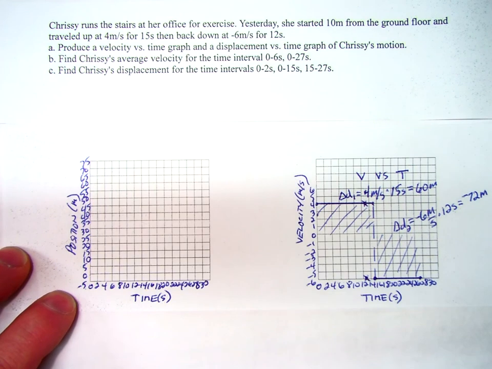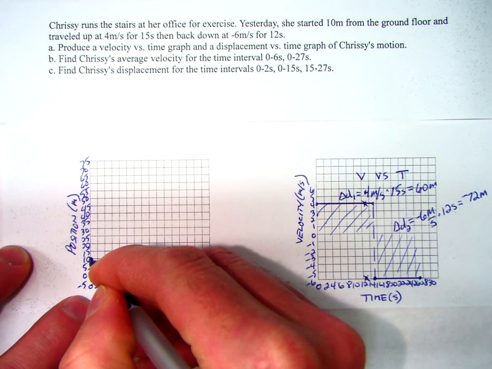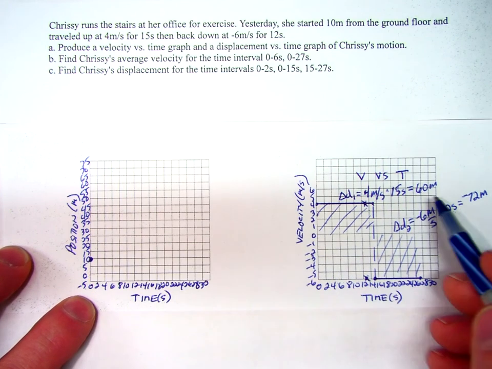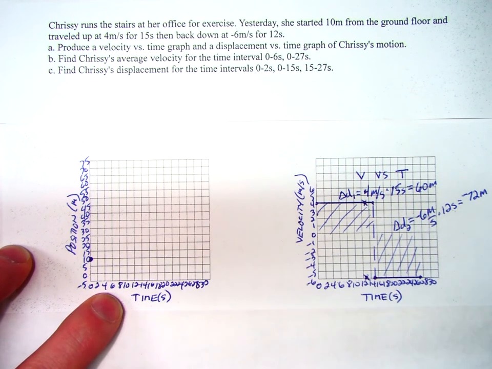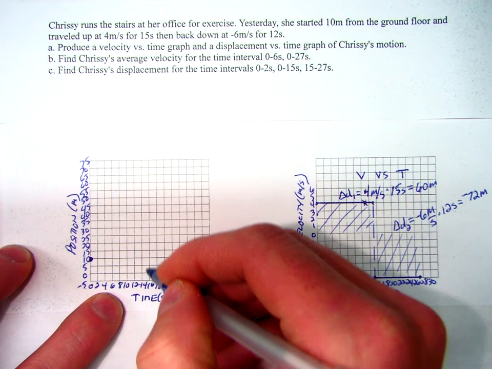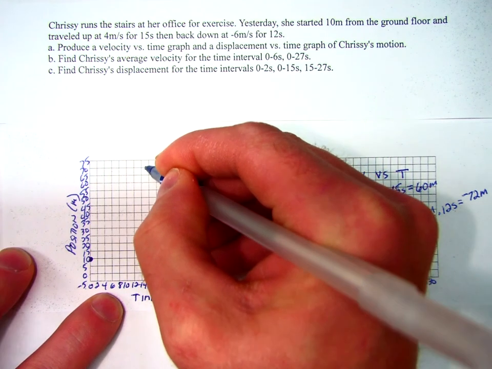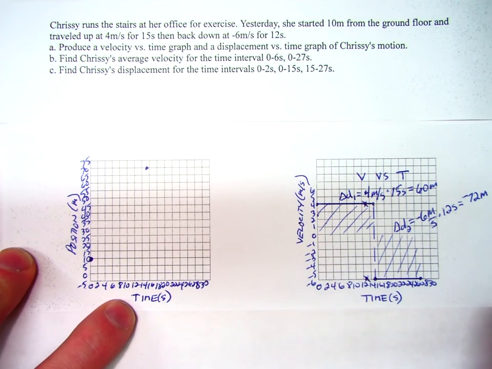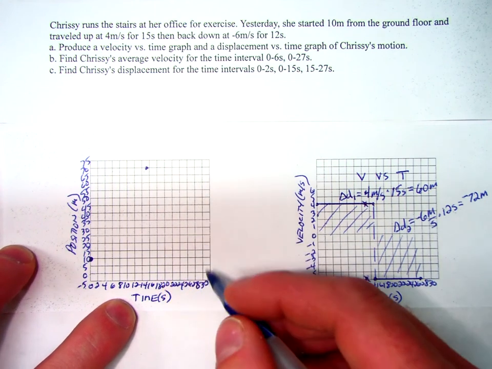Then I have her located at 10 at 0 seconds. And then after 15 seconds, she's at 10 plus 60, which is 70. And then after 12 seconds more, or 27 seconds, she is at 70 plus negative 72, which is negative 2.